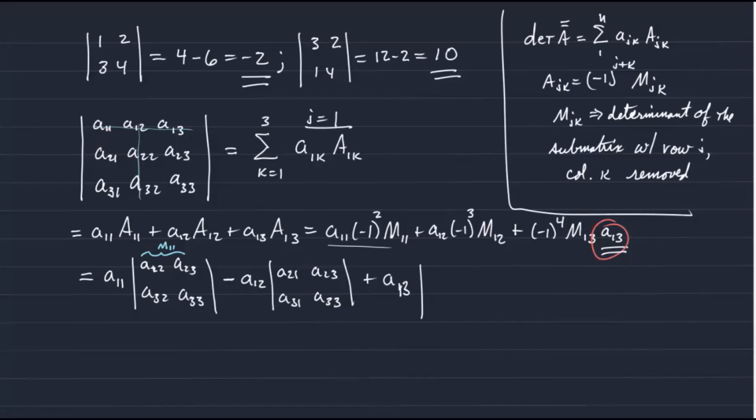So that would be this. So now we're removing this and that leaves this matrix here. And that is A21, A22, A31, A32.